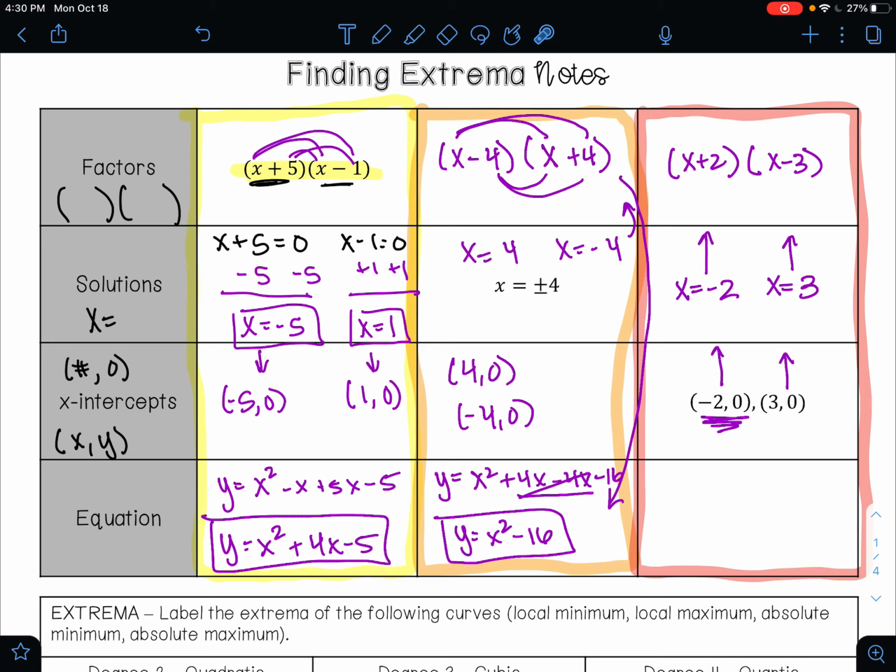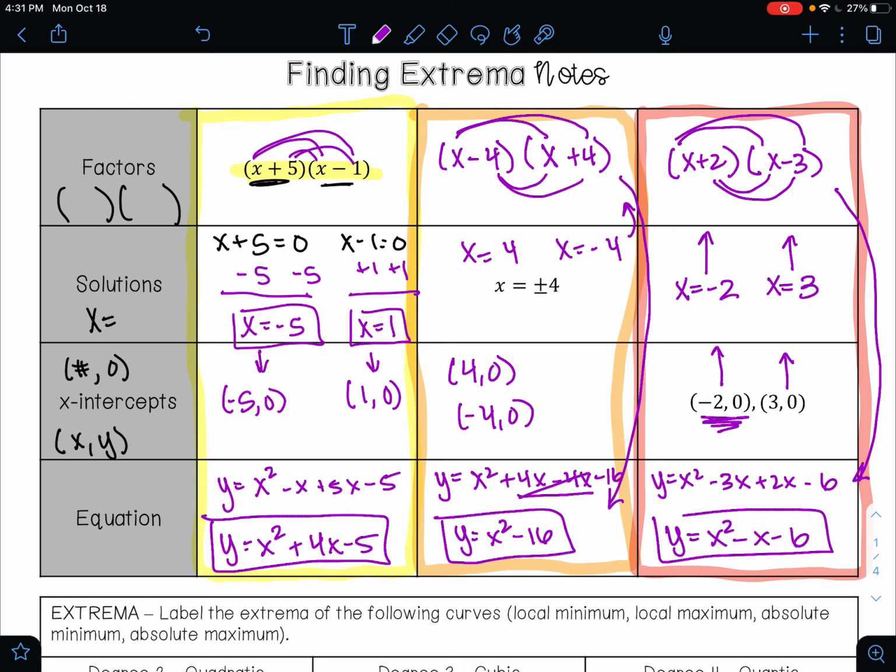So then up here, if these are my factors, I can use that information to figure out my equation. X times x is x squared. X times negative 3 is negative 3x. 2 times x is 2x. And 2 times negative 3 is negative 6. So my equation would be y equals x squared minus x minus 6.